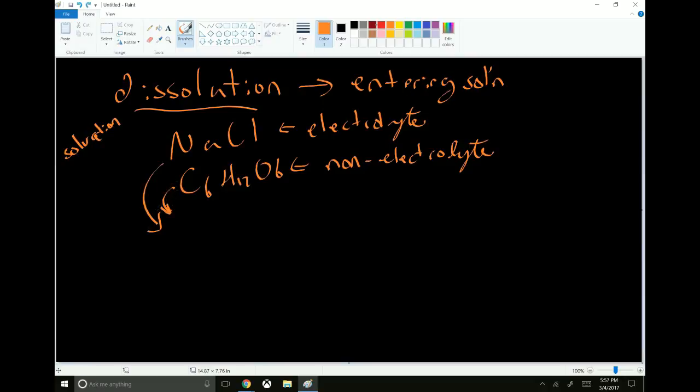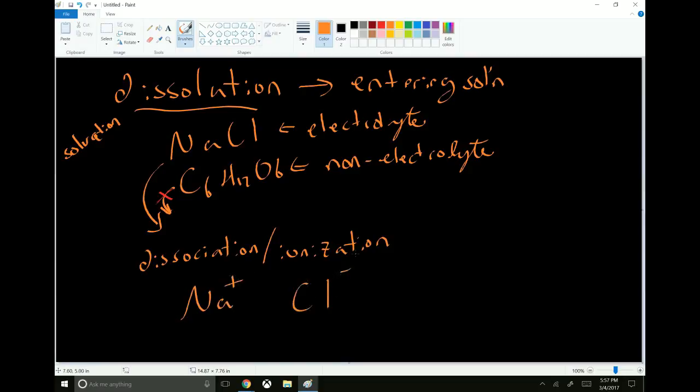Okay, but table salt does undergo, and table sugar does not undergo, dissociation or ionization. Dissociation or ionization is what a salt does when it goes into solution, when it breaks apart into its component ions. That is why salts are electrolytes, and that's why sugar is not an electrolyte.